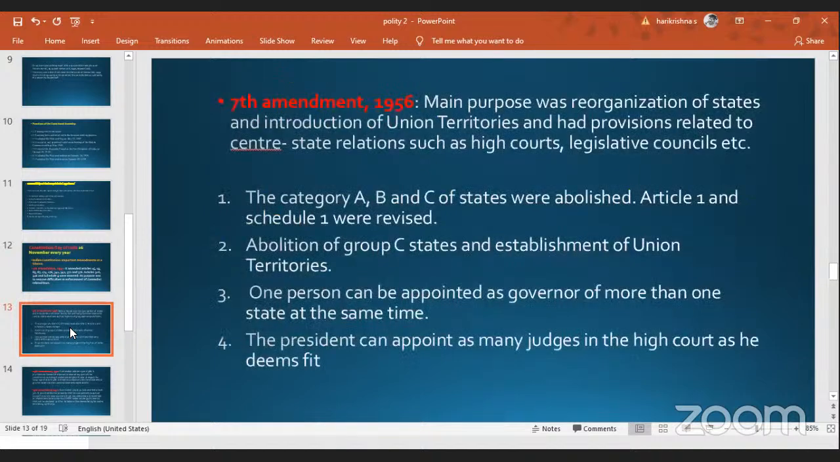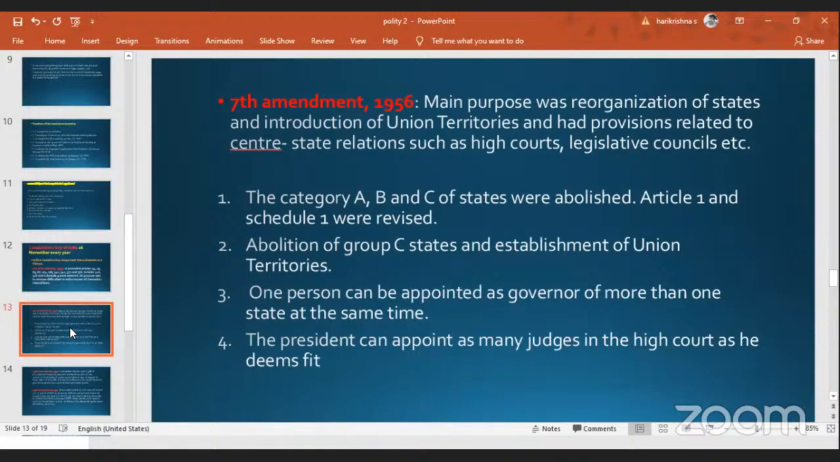The next is the 7th amendment, in 1956, that abolished the classification of states and established union territories. The president can appoint many judges in high courts. These were the main things that happened in that period. So union territories, the president, high courts, legislative councils, regarding all these things, the 7th amendment, 1956.